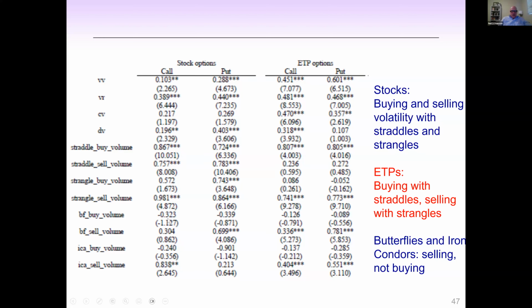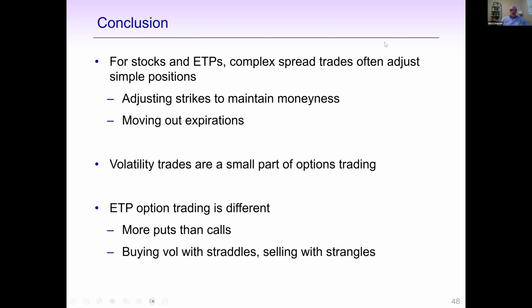The one exception to this is that some of the butterflies and condors are for exchange traded products. We get some results. People are buying volatility with straddles and selling volatility with strangles. I'm over time, so I think I should mostly just stop.